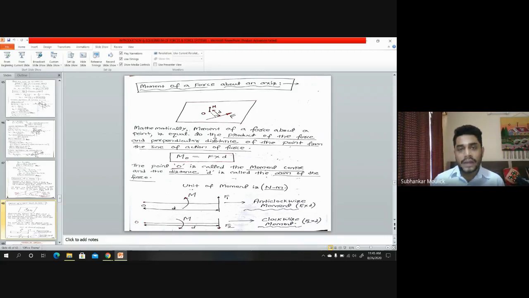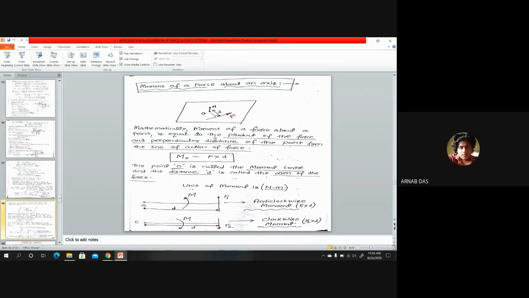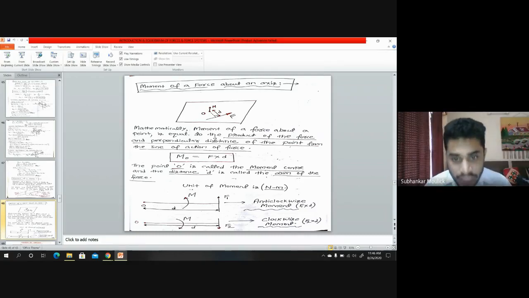So now can anyone tell me what is the unit of the moment? Sir, Newton meter. Yes, Newton meter. It can be Newton meter, it can be Newton millimeter if the distance is in millimeter, it can be Newton centimeter if the distance is in centimeter, it can be in CGS unit, it can be in MKS unit. So basically you can say that unit of moment is Newton meter, Newton millimeter, Newton centimeter, kgf millimeter, kgf centimeter, if Newton is expressed in terms of kilogram force, likewise.